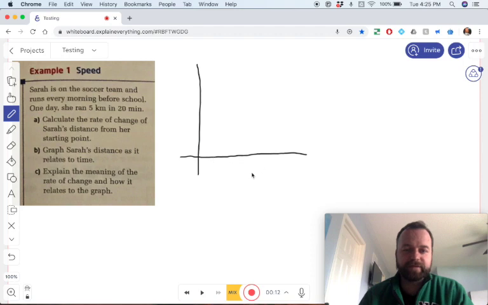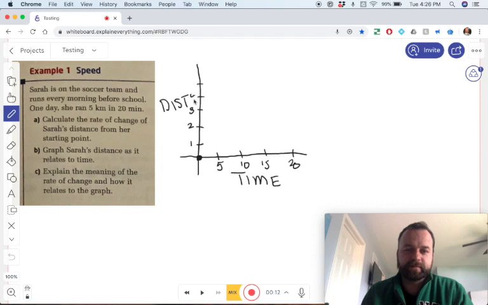running 5 kilometers in 20 minutes, we're going to put time on my x-axis, distance on my y-axis. 5 kilometers in 20 minutes, let's do 5, 10, 15, 20. And distance 1, 2, 3, 4, 5. She starts at a distance of 0 and a time of 0. In 20 minutes, she's gone 5 kilometers. Let's put a point at 20 and 5.